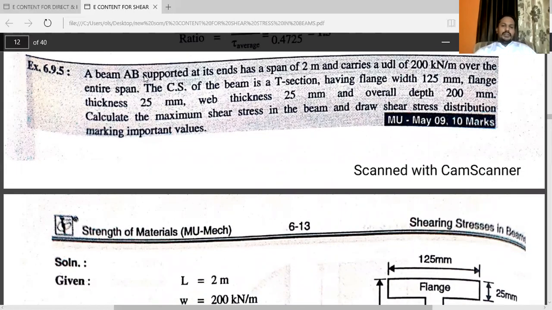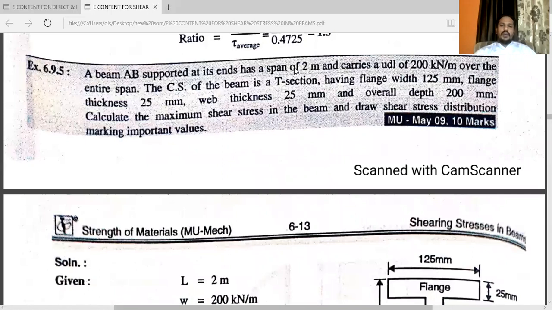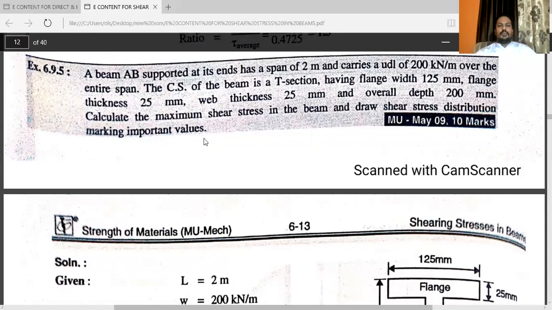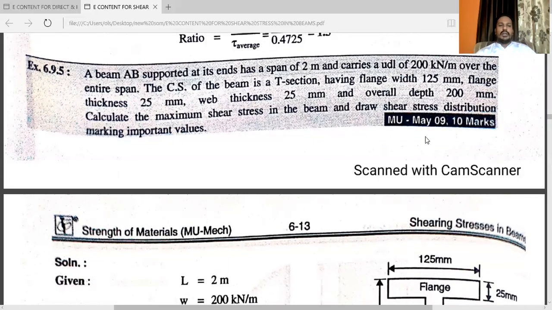A beam AB simply supported at its ends has a span of 2 meters and carries a UDL of 200 kilonewton per meter over the entire span. The cross section of the beam is a T section having flange width 125 mm, flange thickness 25 mm, web thickness 25 mm, and overall depth 200 mm. Calculate the maximum shear stress in the beam and draw the shear stress distribution marking important values. The problem is from May 2009 for 10 marks.